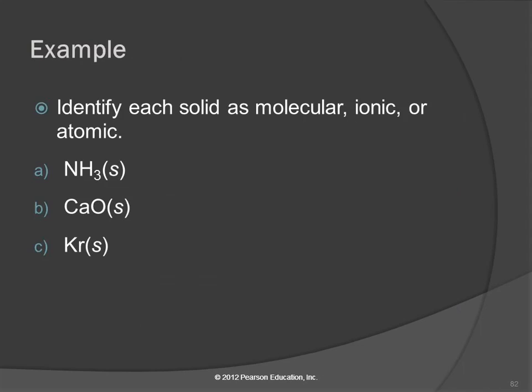So let's identify each of these solids as being molecular, ionic, or atomic. So we just need to look at the formula and see what kind of a compound or atom or element it is. So NH3, is this ionic? No. The first element is nitrogen. The second one is hydrogen. We have two nonmetals. It's not ionic. It's not an ionic solid. It's going to be a molecular solid. So that's a molecular solid.